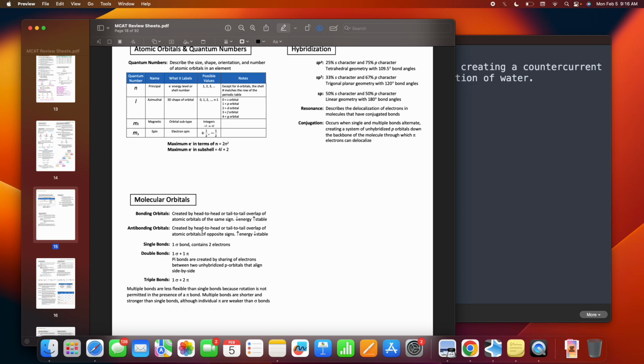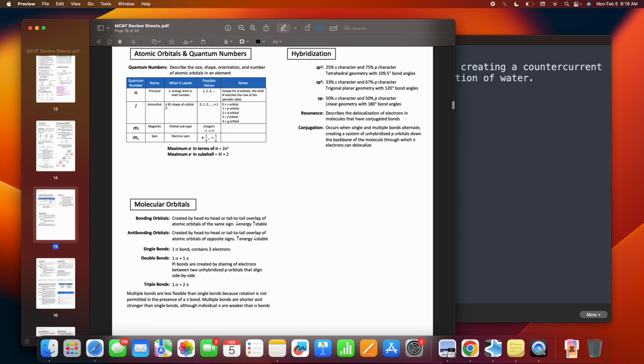So same sign means that these atomic orbitals are plus 1.5, for example. I think, but we'll see what this means.